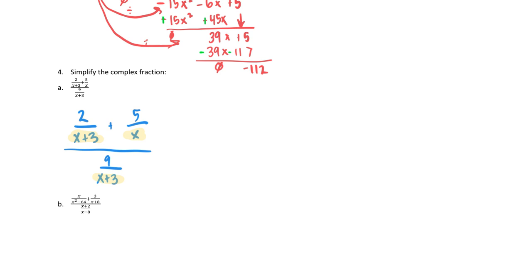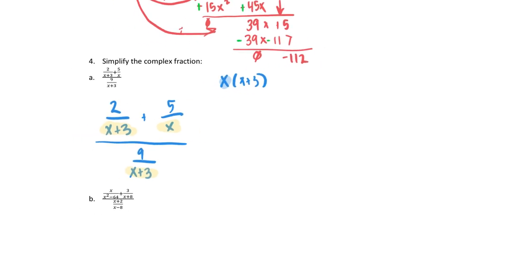So our LCD then would be x and x plus 3. So I'm going to multiply the top and bottom by x times x plus 3. So that means I will multiply this fraction, this fraction and this fraction by x times x plus 3. Okay, then from there we will cancel. So we have the x plus 3s canceling, and the x is canceling, and then the x plus 3s canceling. So in the numerator we have 2x.